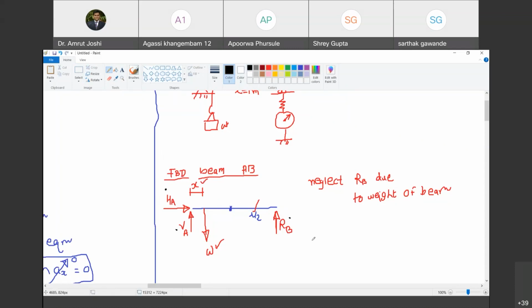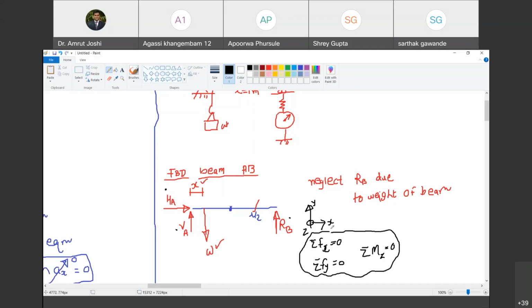In 2D, do you have 3 equations of equilibrium? Yes. Which equations are they? Summation Fx equal to 0. Are you with me? Yes, sir. Let me call this x. Let me call this y. Coming out of the plane of the board towards you is z. Summation Fx equal to 0, summation Fy equal to 0, and summation of moments of all the forces about the z axis is equal to 0. These are the 3 equations of equilibrium that you can use and you can solve for these 3 unknowns.